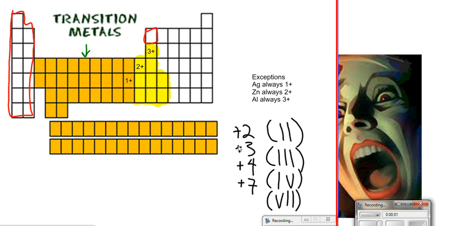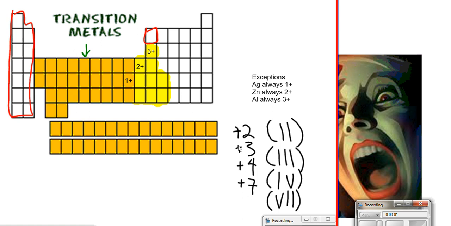There are 3 exceptions to this rule. This is rule number 2 of ionic compounds: if you have a transition metal, you must put the charge in Roman numerals to denote which oxidation state it has. There are 3 exceptions to this rule. Those exceptions are silver, zinc, and aluminum.